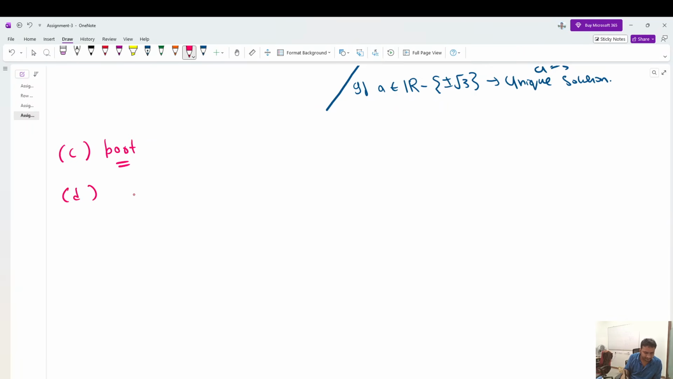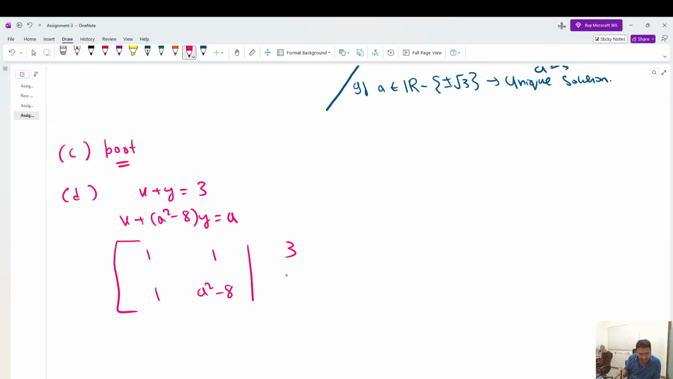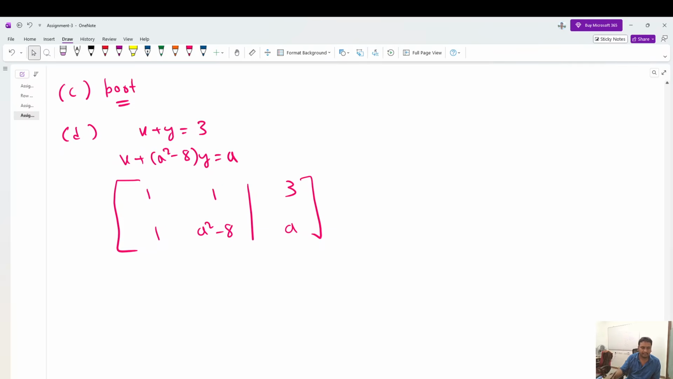Let's do D. X plus y equal to 3, x plus a square minus 8y equal to a. Let us again make the matrix: 1, 1, 3, 1, a square minus 8, a. So again, you will apply the same operation. R2 changes to R2 minus R1. So this is 0, a square minus 9, and you have a minus 3.